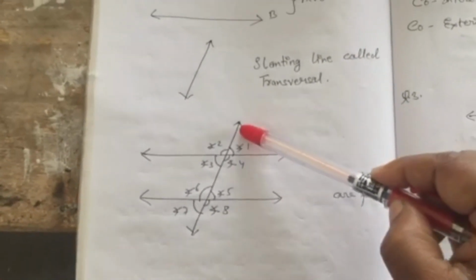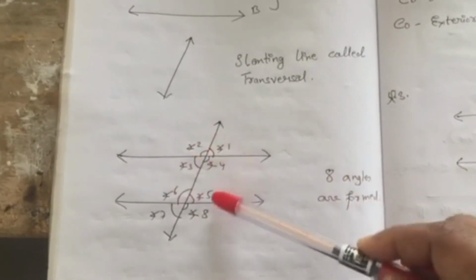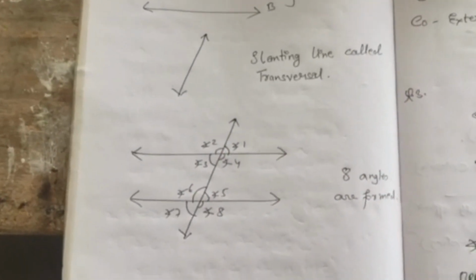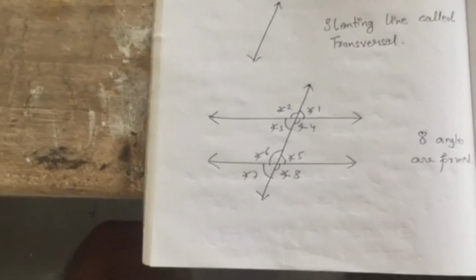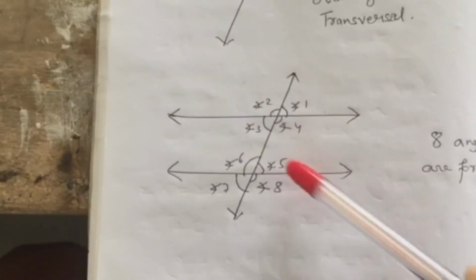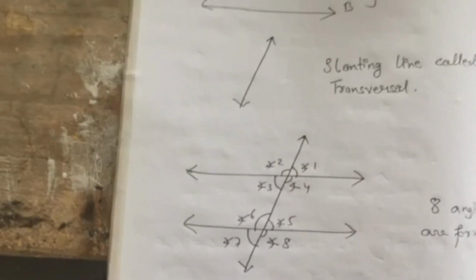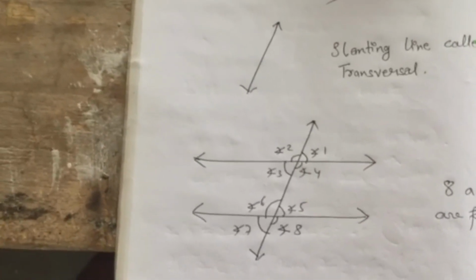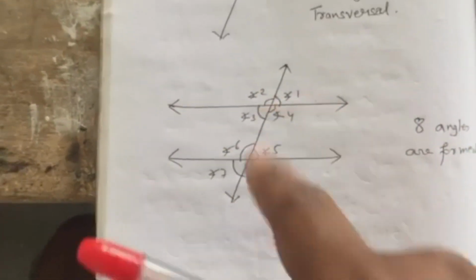When this transversal cuts these two parallel lines, you can see there are 8 angles formed. I have named them angle 1, 2, 3, 4, angle 5, angle 6, angle 7 and angle 8. Each and every one of these angles has a relation with another angle. If you understand the relation between these angles, then you can understand most of the sums of this exercise.